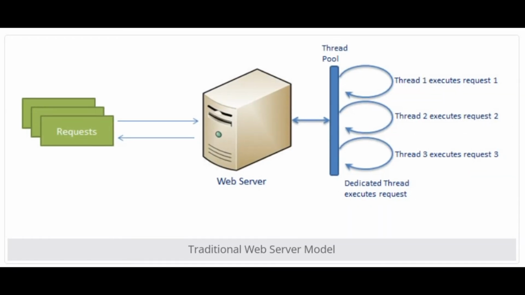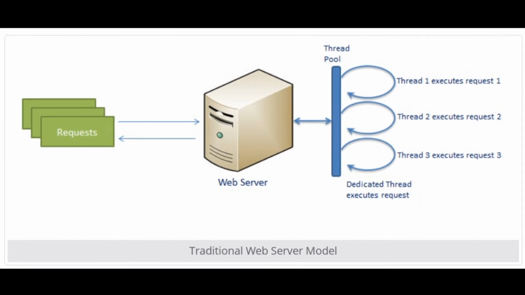In the traditional web server model, each request is handled by a dedicated thread from the thread pool. If no thread is available in the thread pool at any point of time, then the request waits till the next available thread. The dedicated thread executes a particular request and does not return to the thread pool until it completes the execution and returns a response.